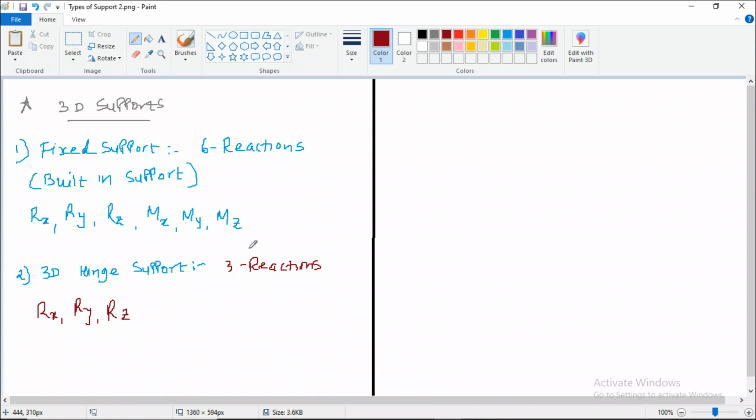And the last type in the 3D types of support is the 3D roller support. Now in this, again, how many reactions are there through a 3D roller support? There is only one reaction, which is perpendicular to the plane of support. So only one reaction possible. So it is similar to a 2D support. So 2D roller support and 3D roller support are almost equivalent to each other.